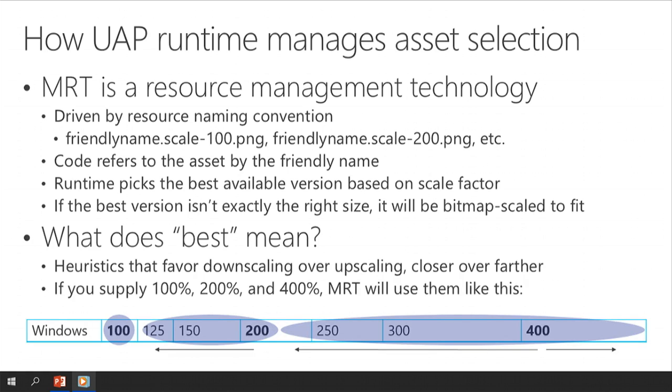Well, what does best actually mean here? Well, I don't want to go into the exact heuristics. The heuristics do favor downscaling over upscaling, as they should, and they do favor being closer over farther. The upshot is that if you actually specify the 100 and the 200 and the 400, this is what will happen at runtime. We'll use the 400 to downscale to 250, and maybe up in the future. We'll use the 200 to downscale to 125, and we'll use the 100 for 100. And the results of that look very good.